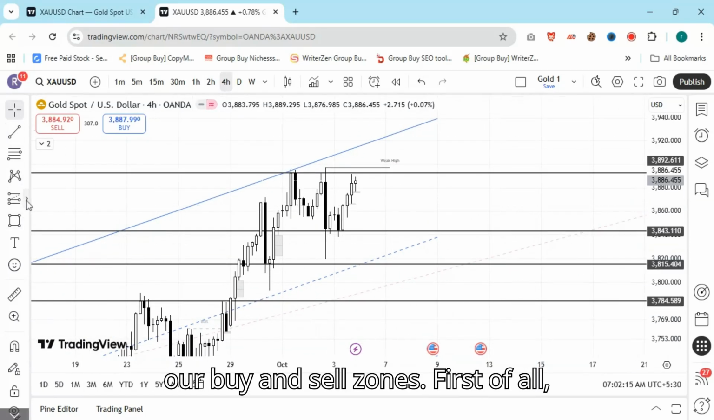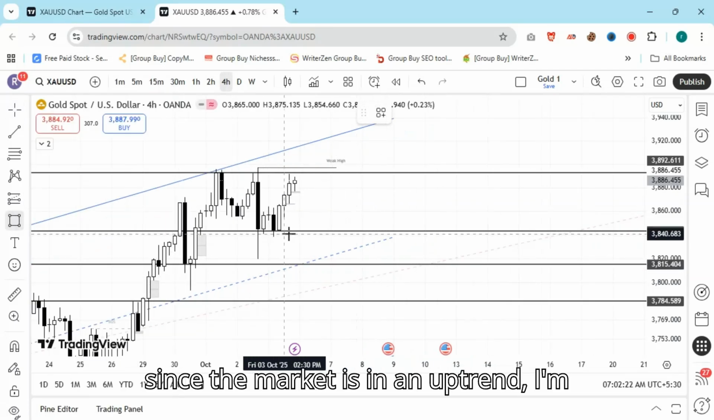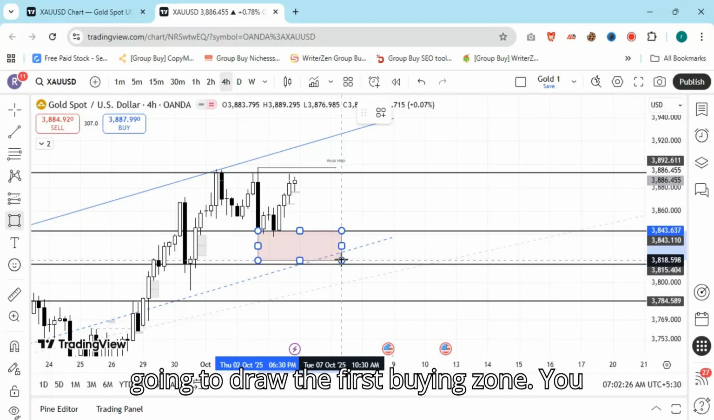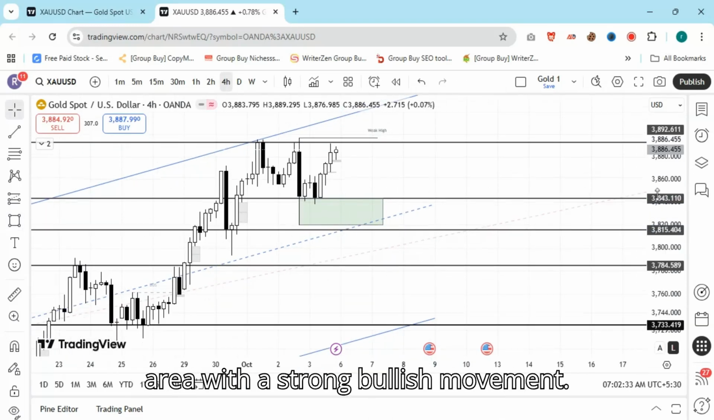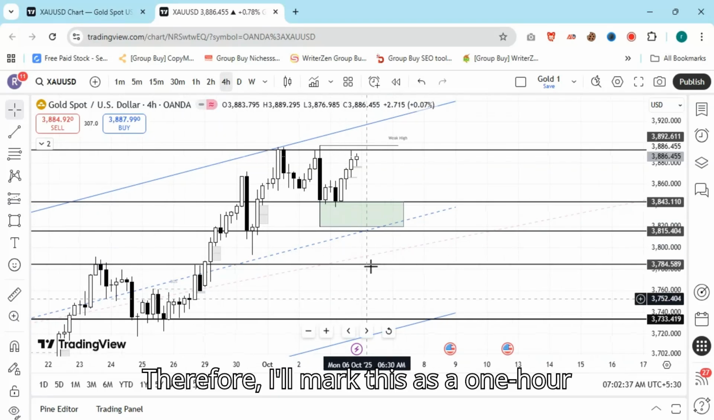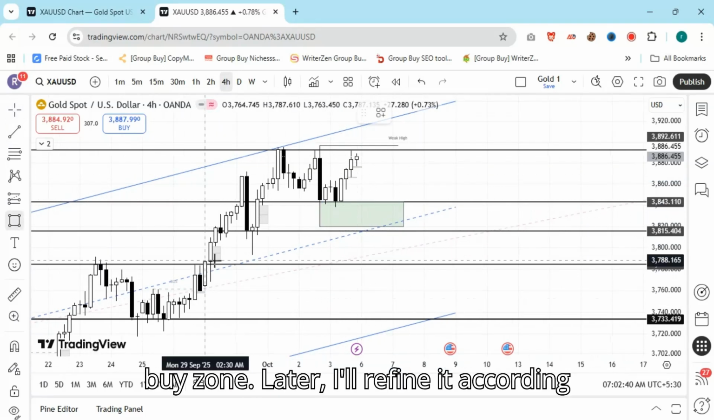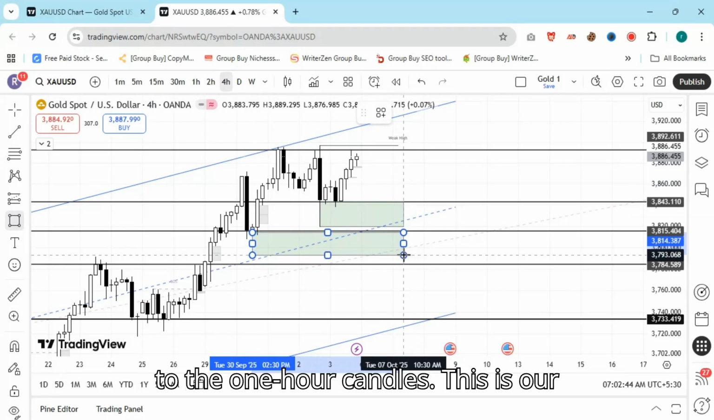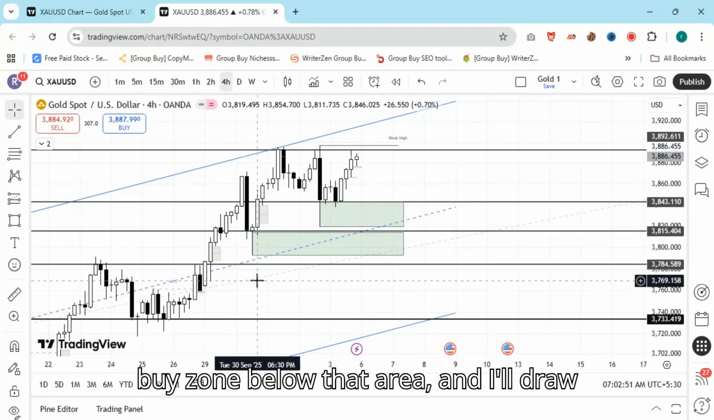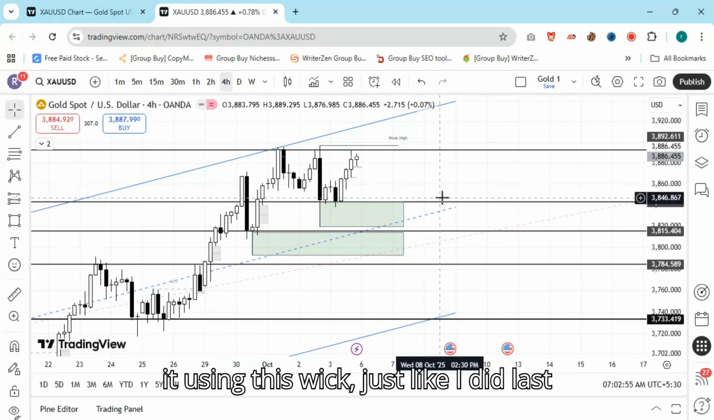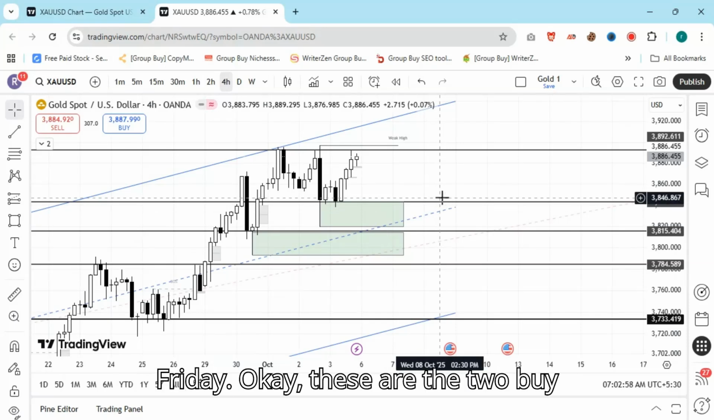Now I'm going to draw our buy and sell zones. First of all, since the market is in an uptrend, I'm going to draw the first buying zone. You can see there's a big wick around that area with a strong bullish movement. Therefore, I'll mark this as a 1-hour buy zone. Later, I'll refine it according to the 1-hour candles. This is our first buy zone. I can also see another buy zone below that area, and I'll draw it using this wick, just like I did last Friday.